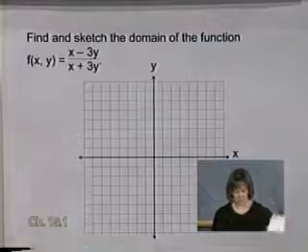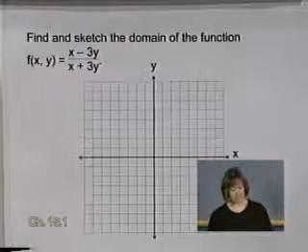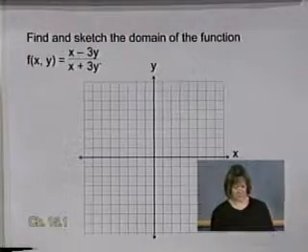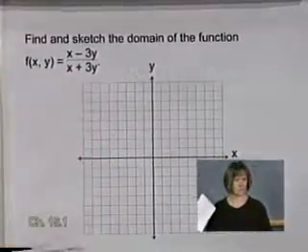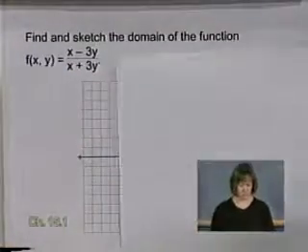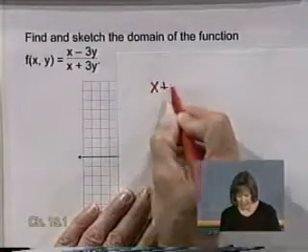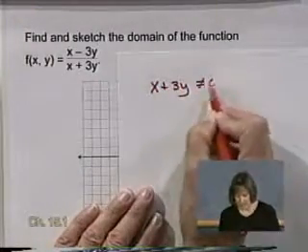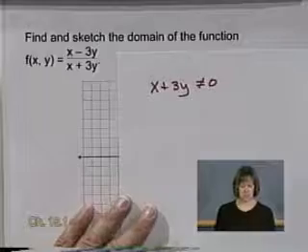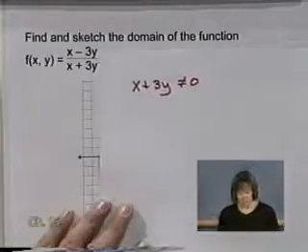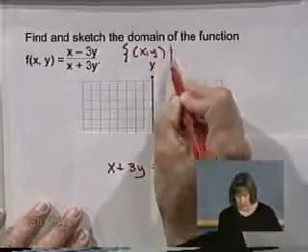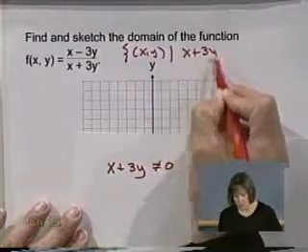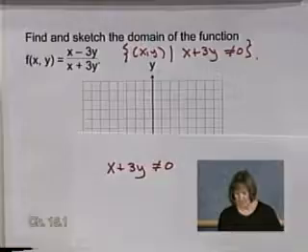Okay, let's look at another one. Find and sketch the domain of this function. Okay, now looking at this function, what can't you do with a rational function? What can't you do? What's your no-no? You can't have the denominator equal to 0. So x plus 3y cannot equal 0. So if I want to write my domain out formally, it would be the set of all x, y, such that x plus 3y does not equal 0.